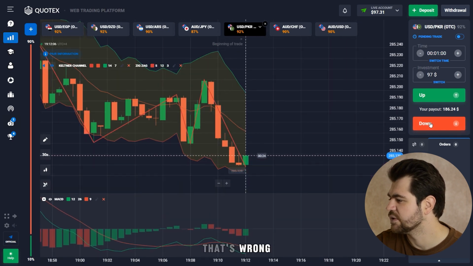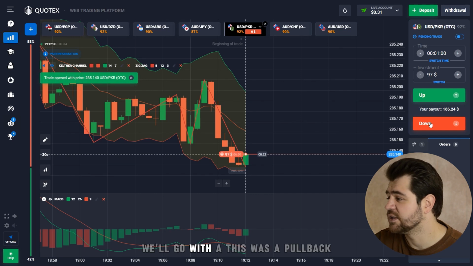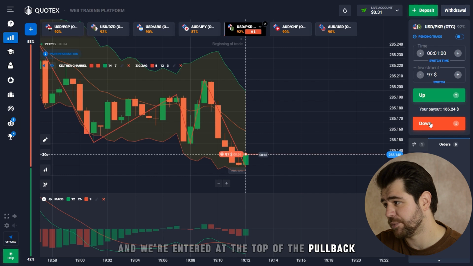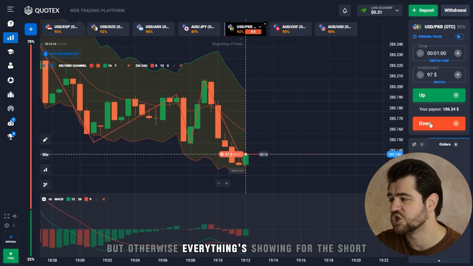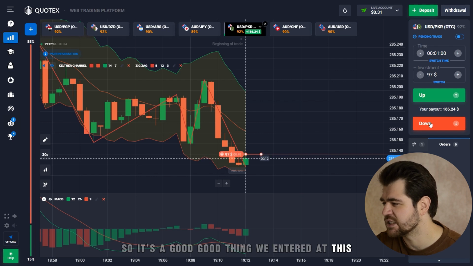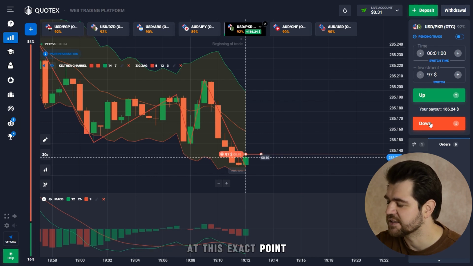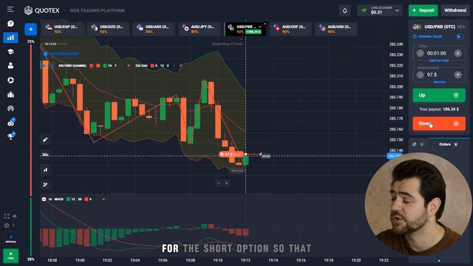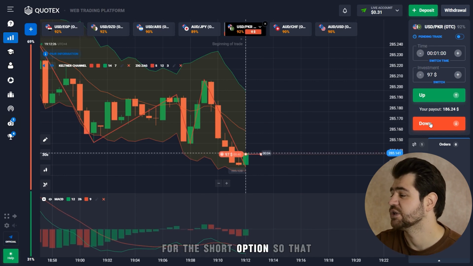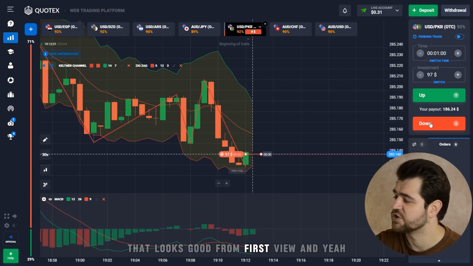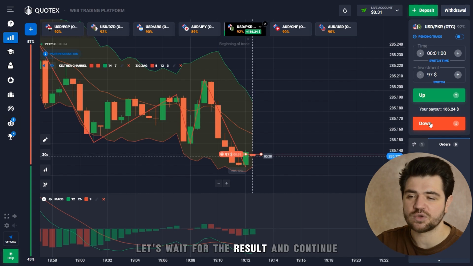Let's move on. This was a pullback, and we entered at the top of the pullback, but otherwise everything's showing for the short. So it's a good thing we entered at this exact point, at the top of the pullback, on the way for the short option. That looks good from first view, and let's wait for the result and continue.